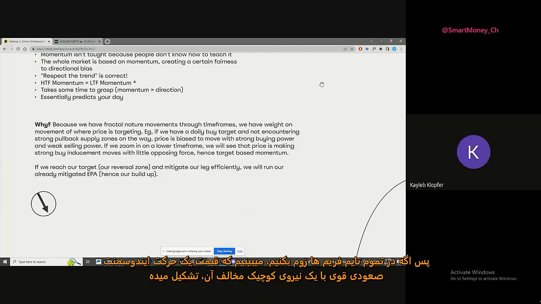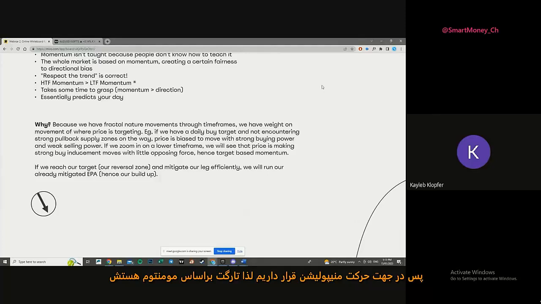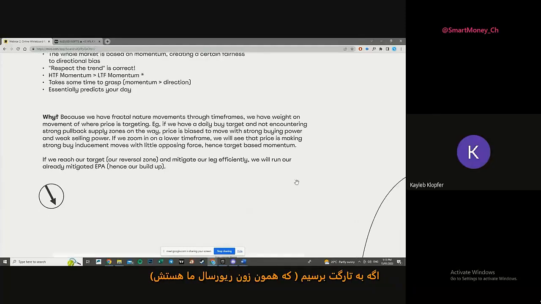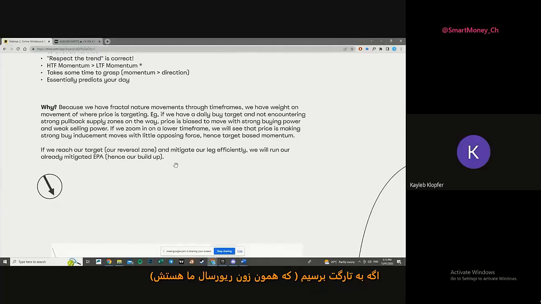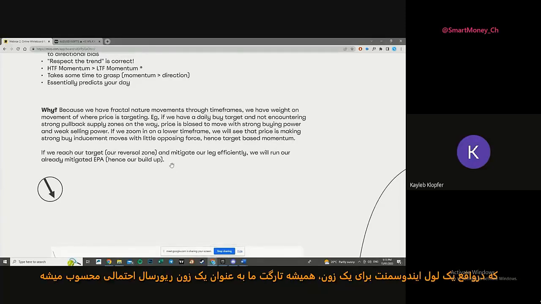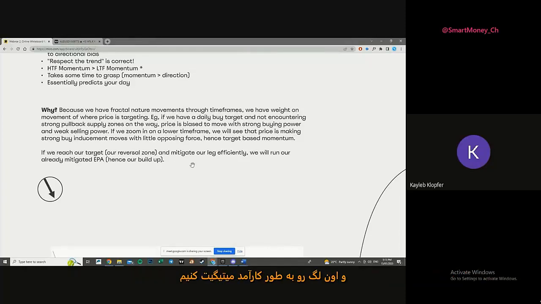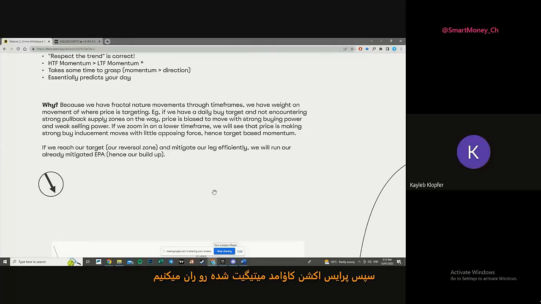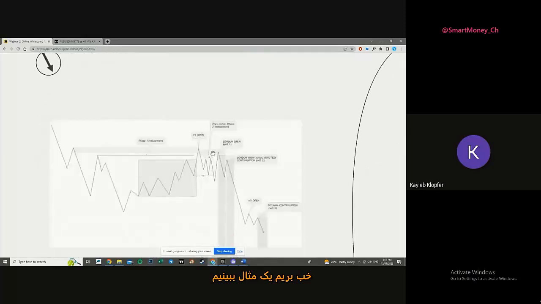So if we zoom in on a lower time frame, we will see that price is making strong buy inducement moves with little opposing force. So we're in the direction of the manipulation, okay? Hence target-based momentum. If we reach our target, which is our reversal zone, which should always be our target, our inducement level for our zone, potential reversal zone, and we mitigate our leg efficiently, we run our already mitigated efficient price action.